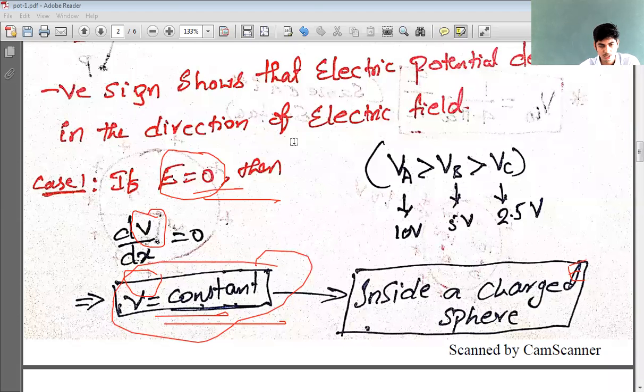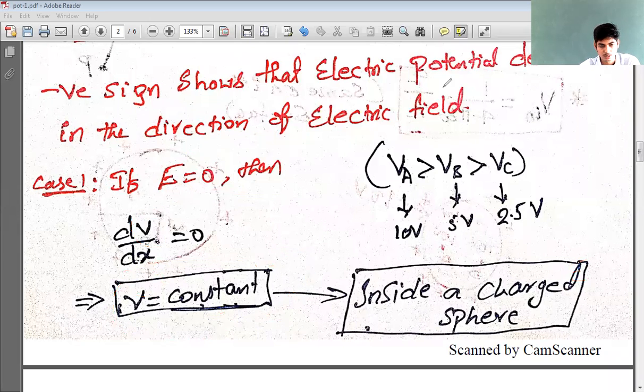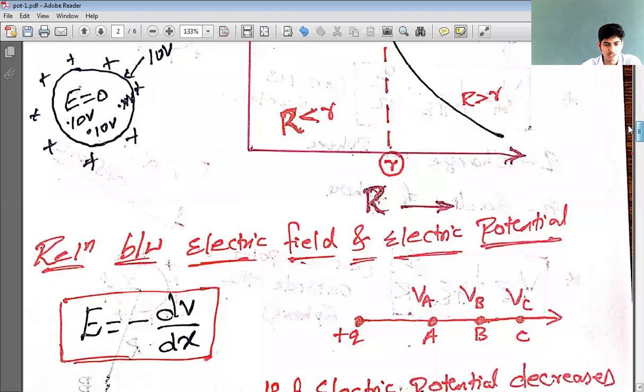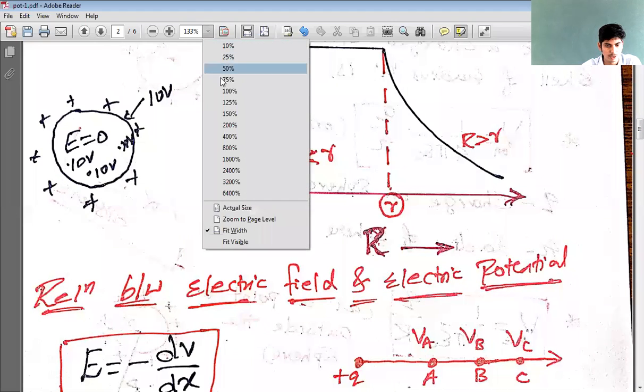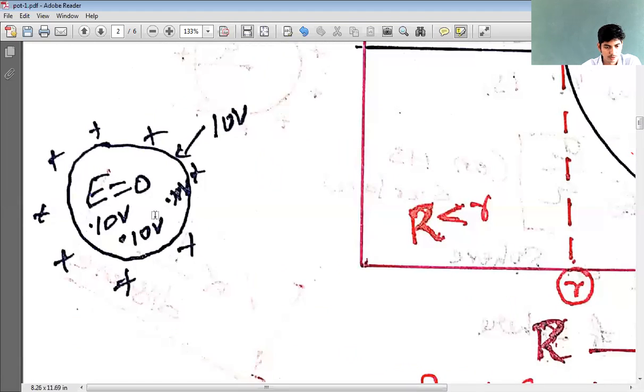Am I clear with this point? E is equals to minus dV by dx, point clear? If this is clear, I'll illustrate this V is equals to constant with an example now. Okay, look. I have told you that the electric field inside a charged spherical shell will be zero, haven't I?